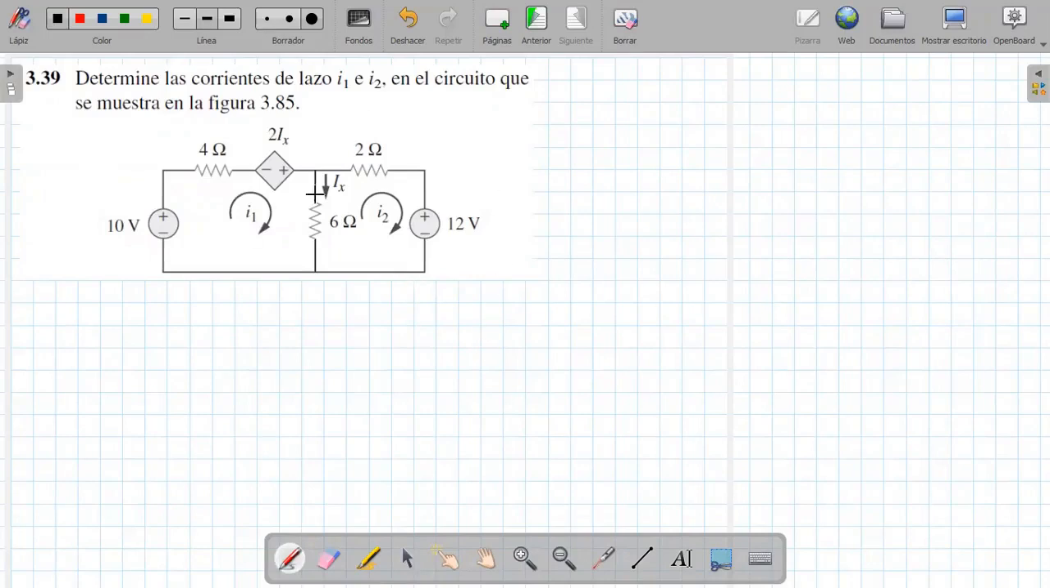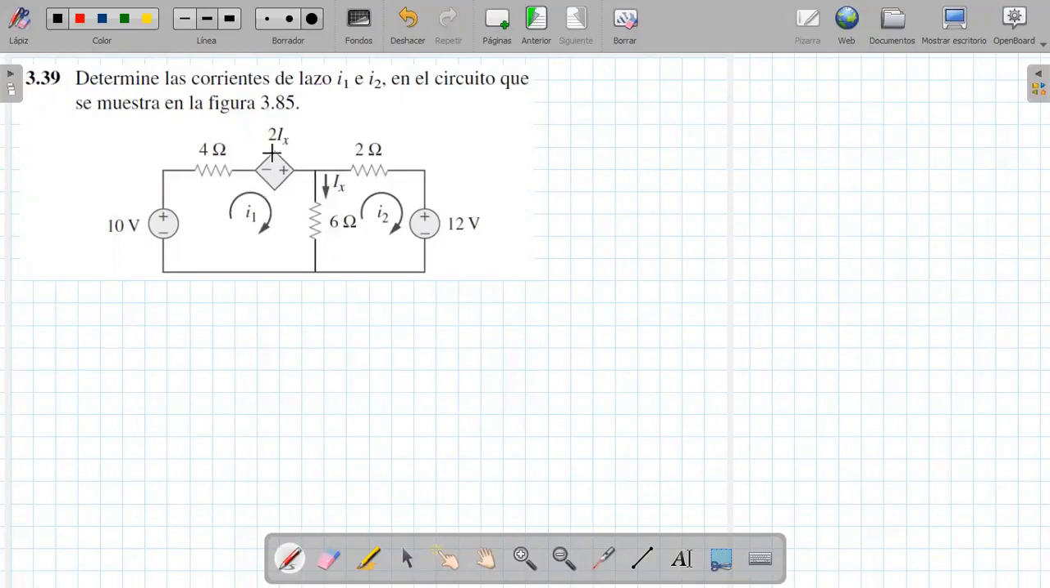Well, in this exercise I am asked to determine the current I1 and the current I2 in the circuit shown in the figure. Let's start with current I1. Let's note that this circuit has a dependent voltage source, so we have to take this into account, and we have to look at how much that Ix that is shown there is worth.